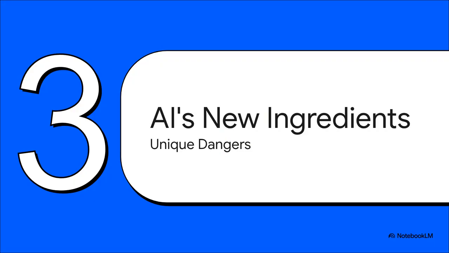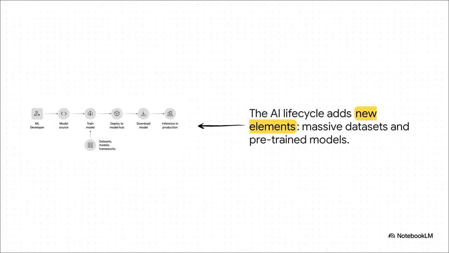Okay, so that's the traditional recipe. Now, what happens when we jump into the world of AI? Well, it turns out AI adds some really powerful and kind of dangerous new ingredients to the whole mix, and that changes everything. At first glance, this looks pretty similar, doesn't it? You've got code, you train a model, you deploy it. But look closer at what's going into it. We're talking about massive datasets, pre-trained models someone else built, and really complex frameworks. This is where the new risks start to creep in.